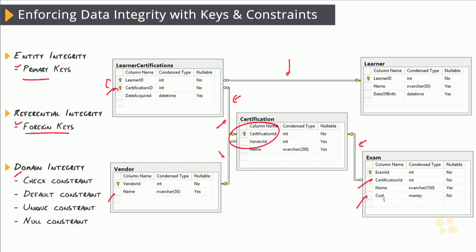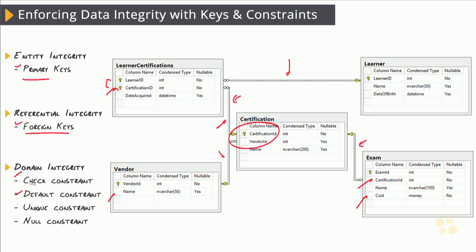In our exam table, we're going to say, you know what, exams only ever cost between $100 and $200. So we will put a check constraint on there to ensure that no records can be entered where the cost column is anything outside of $100 to $200. And any data that tries to get in with any other values will get rejected.